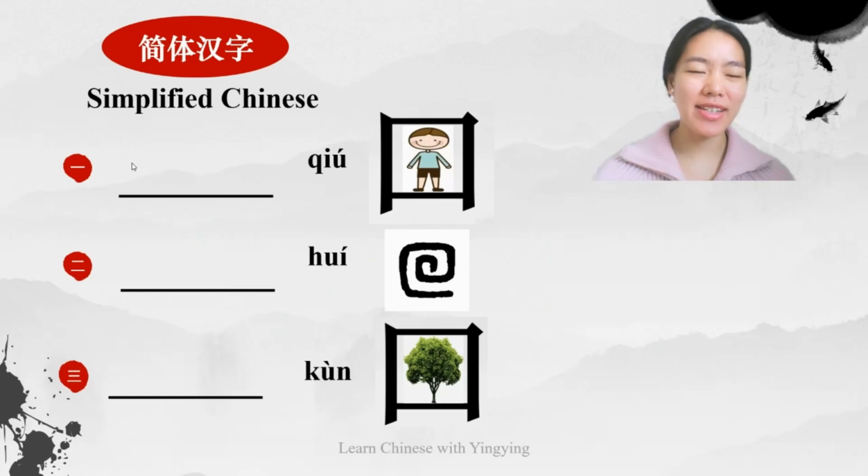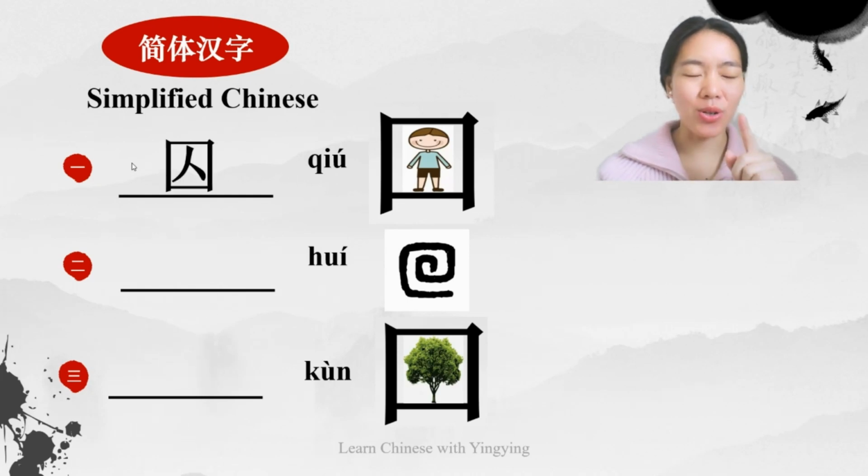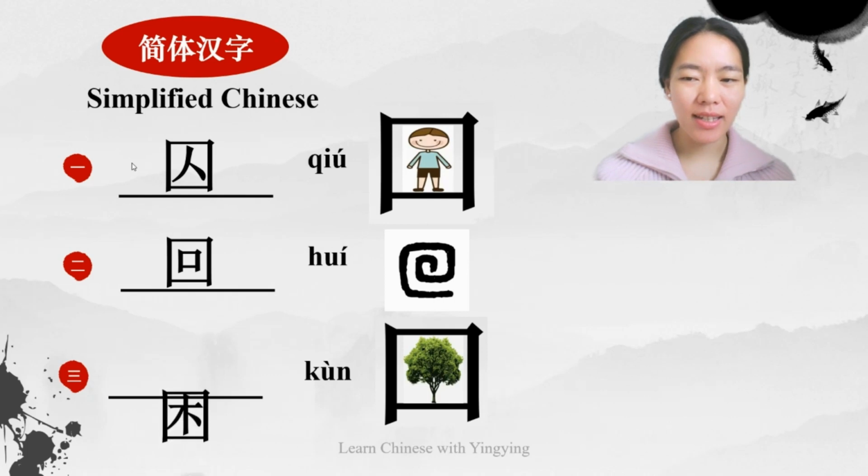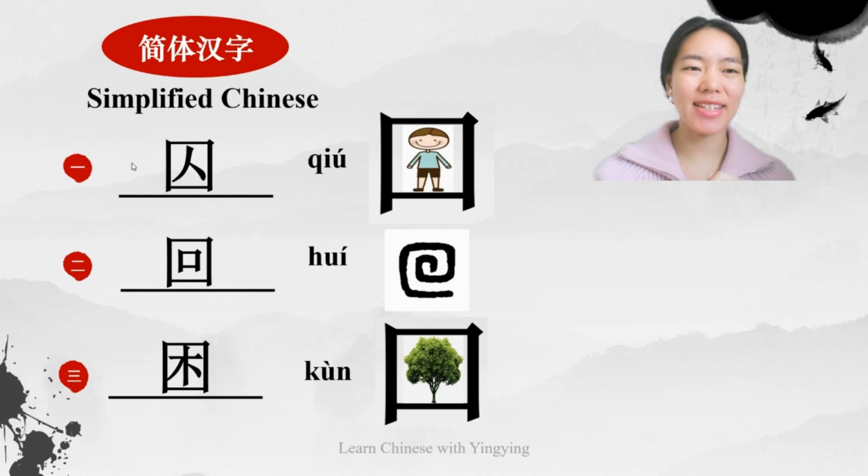If you are ready to challenge yourself even more, let's go to the next one. So can you write the Chinese character according to the pronunciation and the picture? Well, if you are done, let's write the word together. The first word is 囚. It means prisoner. The second word is 回. It means return or widening. Next one is 困. A tree in a square. It means be stranded.